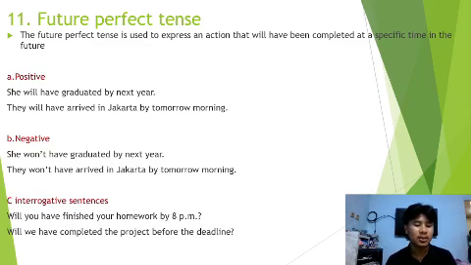Interrogative sentence: will you have finished your homework by 8 p.m.? Will you have completed the project before the deadline?